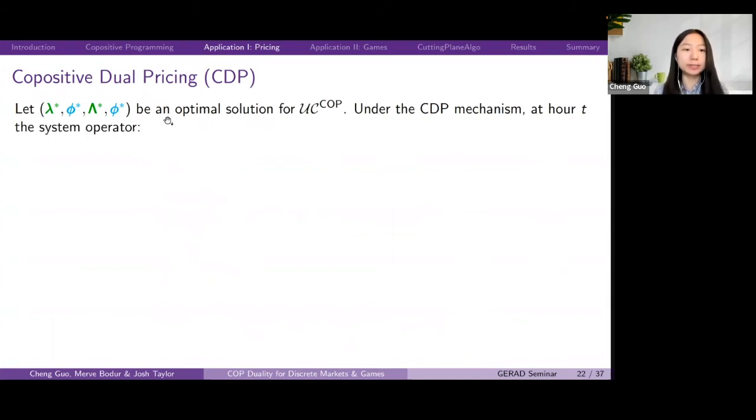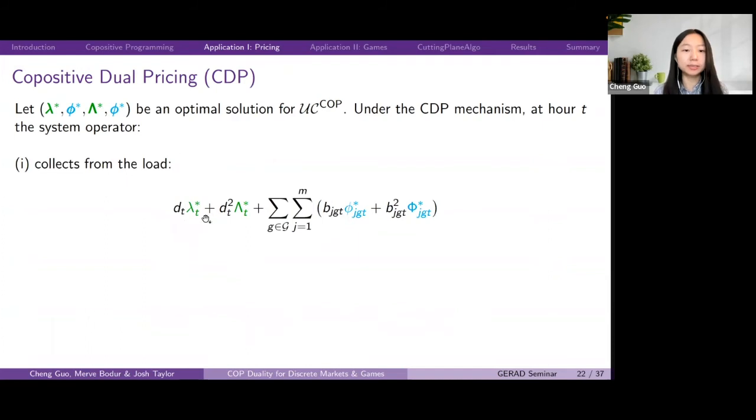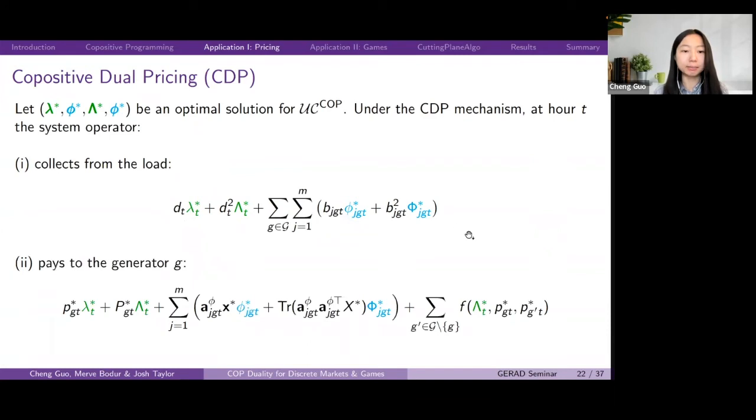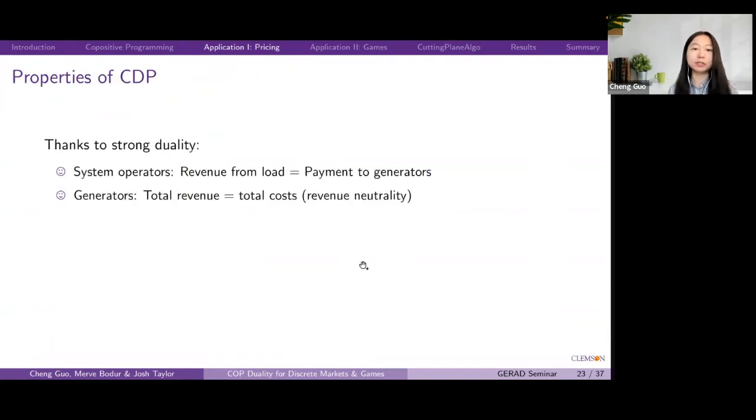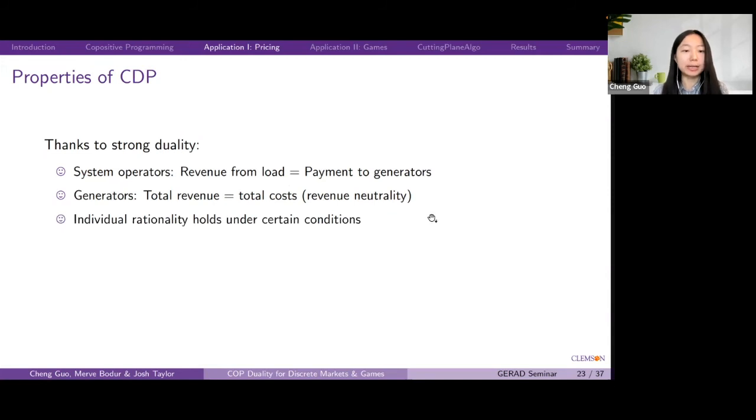So more specifically, if we let those dual variables be our prices, then at hour t, the system operator would collect the following payment from the demand side and pay the following payment to the generators. And because we have strong duality, we are able to prove that for the system operator, the revenue from demand equals the payment to the generators, which means the system operator is revenue neutral, which is desirable. And we also proved that the total revenue for the generators equals the total cost of the generators. And so we have revenue neutrality for generators as well. And we can also prove that under certain conditions, we have individual rationality. And individual rationality plus the constraint that demand equals supply will provide us with a market equilibrium.